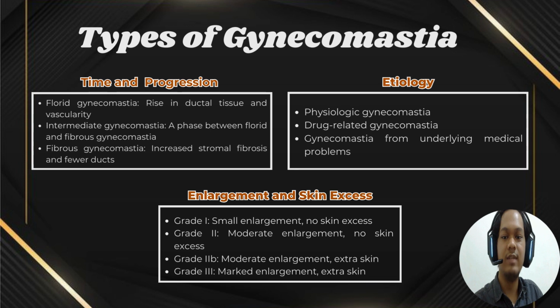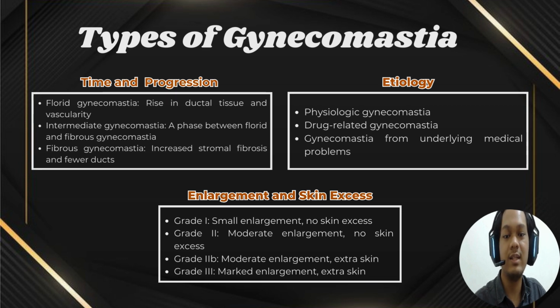Based on how long a patient has had the condition, gynecomastia can be classified into three different types. First, florid gynecomastia, characterized by a rise in ductal tissue and vascularity. This type is typically observed in the early phases of the condition, 4 months or less. Second, intermediate gynecomastia, also known as a phase between florid and fibrous gynecomastia, which often manifests starting about 1 year after the onset of gynecomastia. And third, fibrous gynecomastia, characterized by an increase in stromal fibrosis and fewer ducts. This type often manifests itself after a year of progression.